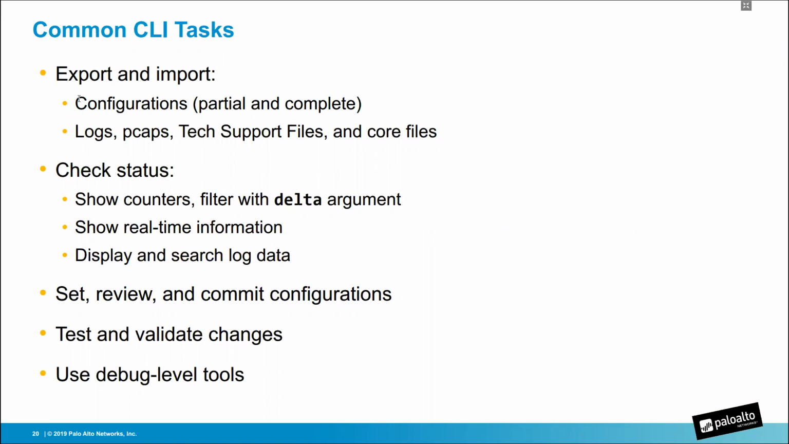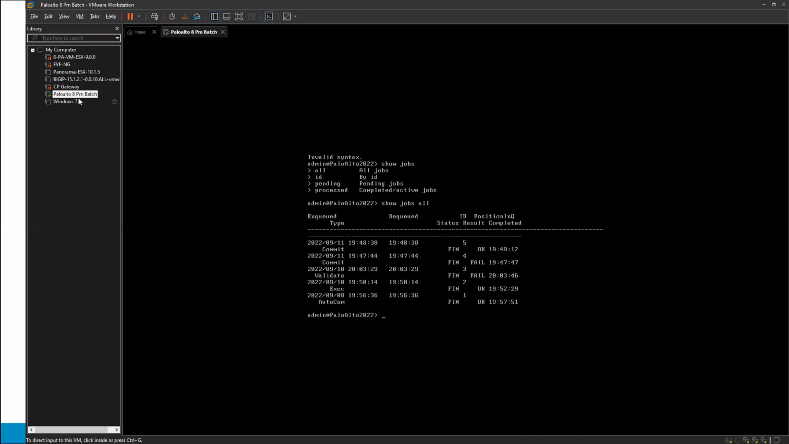So these are common CLI tasks you can perform. Through CLI, you can export and import configuration, logs, PCAP, tech support file, and core files. Now to check status, you can use the show counter command. After that, you can use a filter command. Let me show you this one as well.